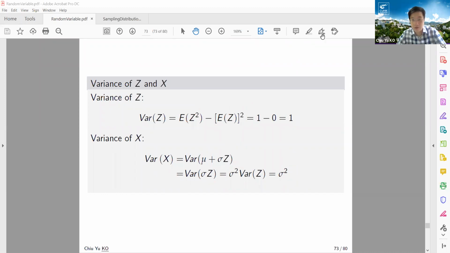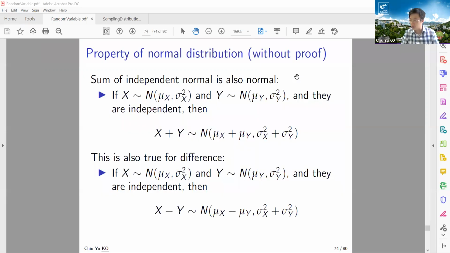I don't think I need further discussion on this. So I just give you some idea of the following. We state without proof. What it means is there is some property that we don't prove, and you just need to know it. There's no understanding needed because we are not proving it. The property says the sum of independent normals is also normal.